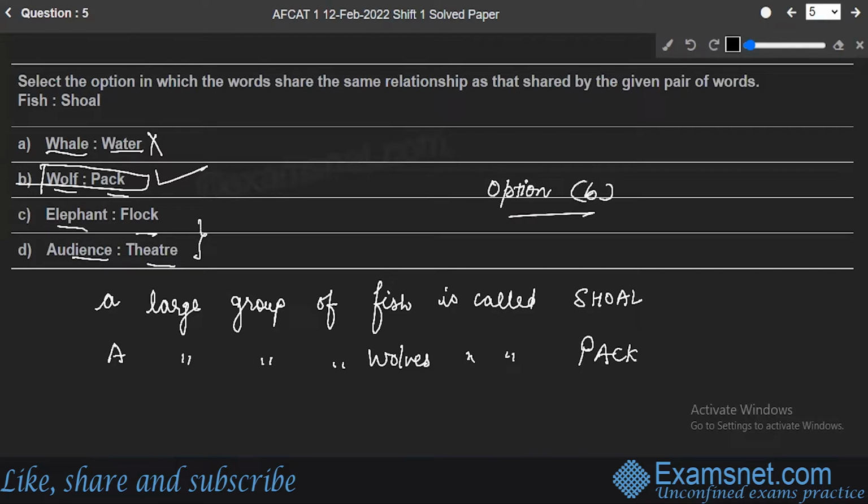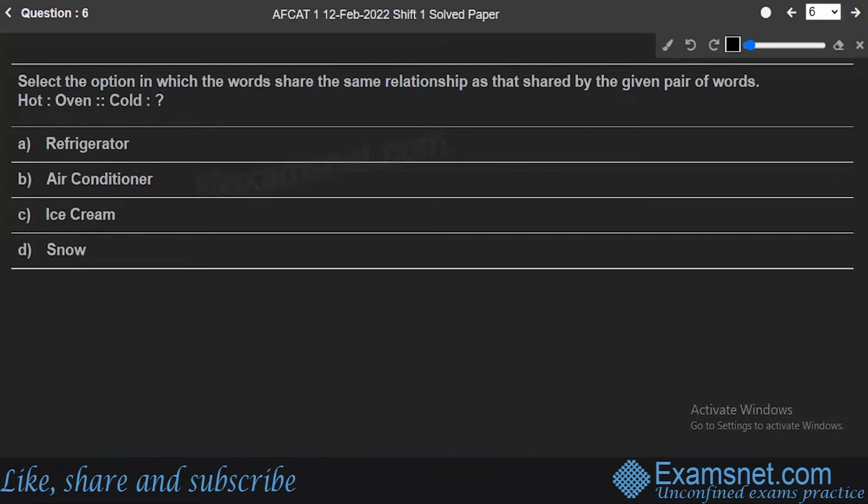I hope this is clear. Let's move. Next question. Question number 6. Select the option in which the words share the same relationship as that shared by the given pair of words. Hot, oven; cold is related to refrigerator, air conditioner, ice cream, or snow.